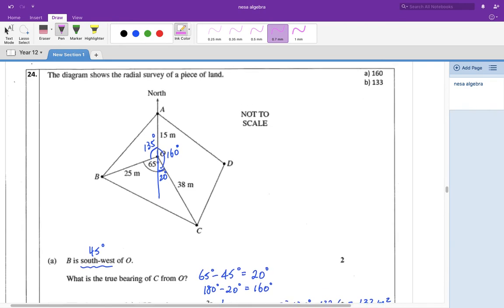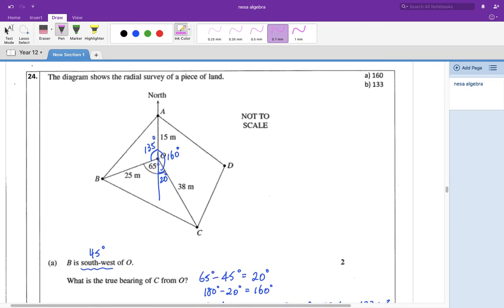Question 24. I think for part A, the key point is you need to understand southwest means 45 degrees. So B, if you complete a compass, this is south, this is west. B would be right in the middle. The graph is not completely accurate, but you will note this part is 45 degrees. So from south to B is 45 degrees. The whole thing is 65. So from south to C is 20.